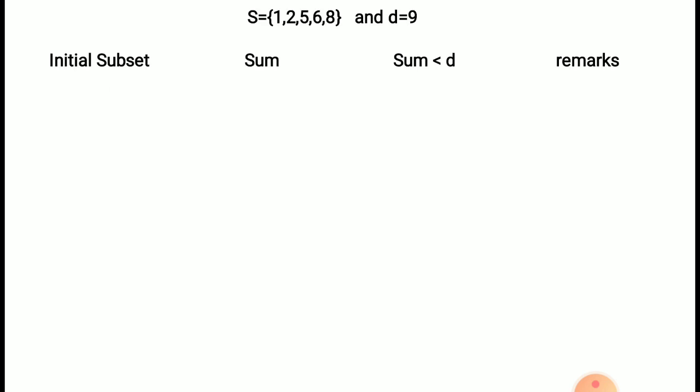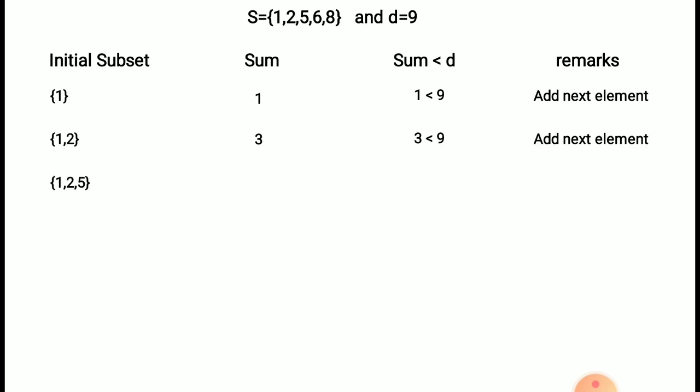Another problem: we have to apply the backtracking method to solve the instance of the sum of subset problem. The set is given as 1, 2, 5, 6 and 8, and the d value is equal to 9. Let us follow the same method once again. The first value is 1, sum is 1, and 1 is less than 9. So we can consider the next element. The next element is 2, so the sum is 3, 2 plus 1, and 3 is less than 9. Along with 1 and 2, one more value 5, so we'll consider the value 5. 5 plus 3 is 8, 8 is less than 9, consider the next element.